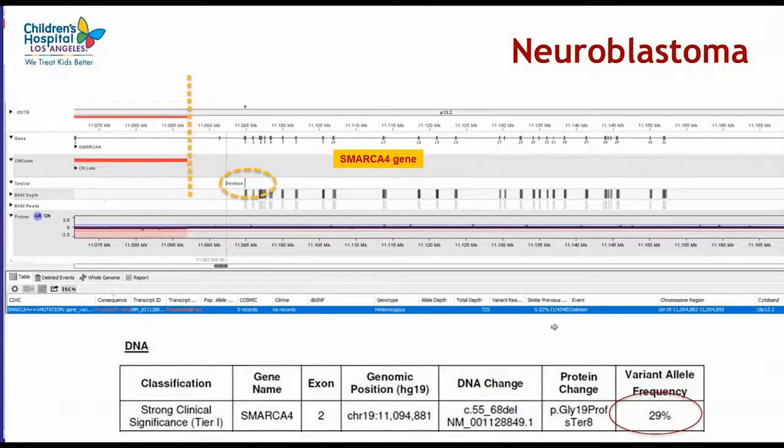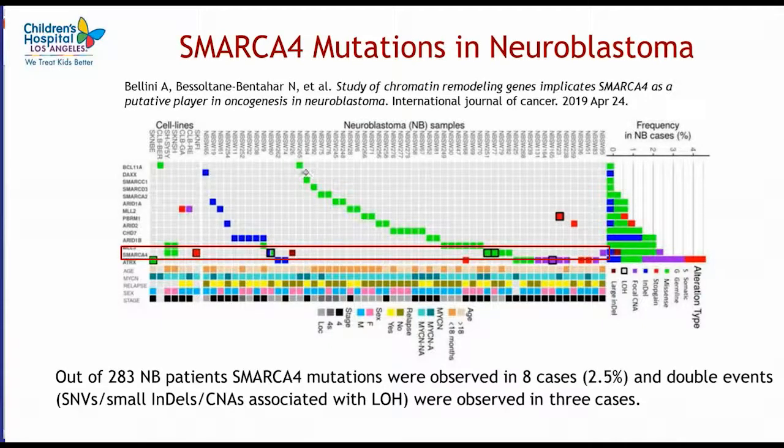And so because we had two events in SMARCA4, we really focused on this gene, although SMARCA4 is not well known to be associated with neuroblastoma. But we were able to find a recent study that looked at SMARCA4 mutations in neuroblastoma, and they observed mutations with relatively low frequency. It's only 2.5% of the cases, but in many of these patients, there were two hits in SMARCA4, suggesting that there is selection for the second event, and that these are functionally important events for this tumor.